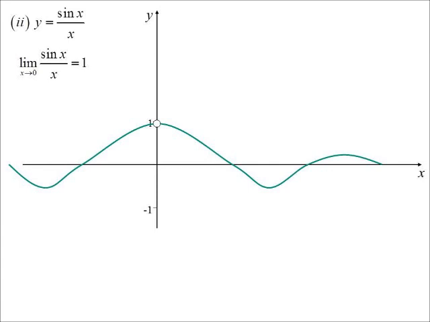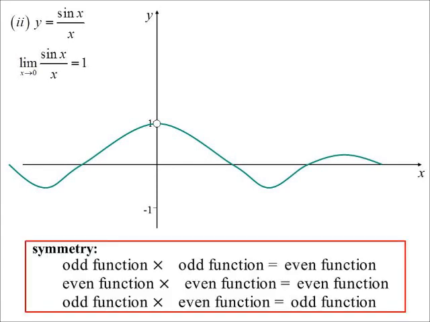It ends up being an even function. Sine x is an odd function. x is an odd function. So same type of function, it'll become even. There it is. A little bit bumpy there, but okay. So symmetry, that's what I was saying before. Odd times odd will be even. Even times even will be even. Oops, odd times even will be odd, of course.